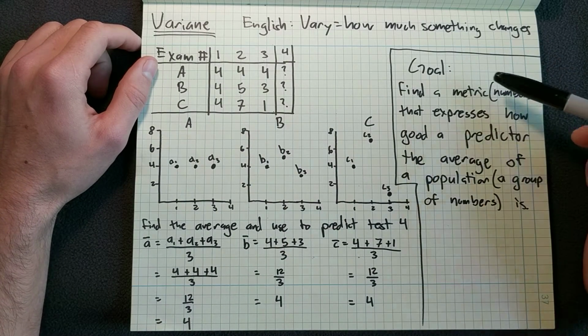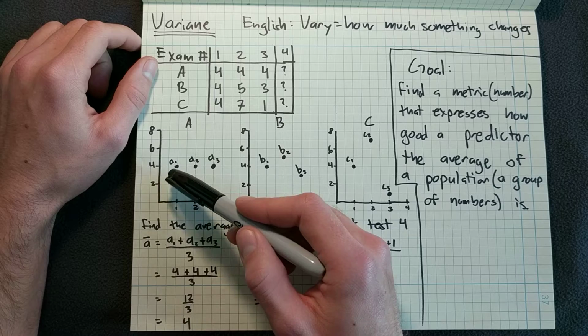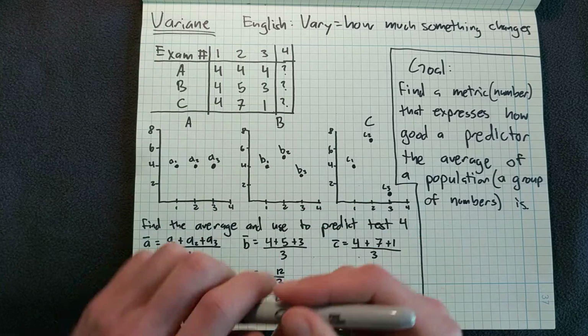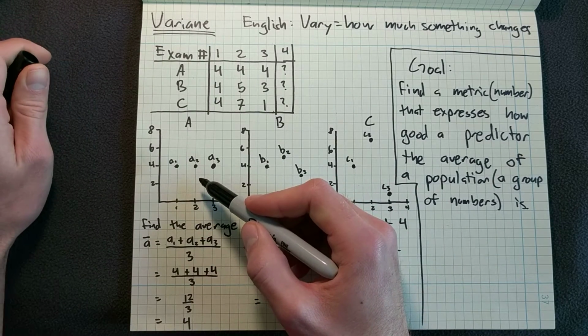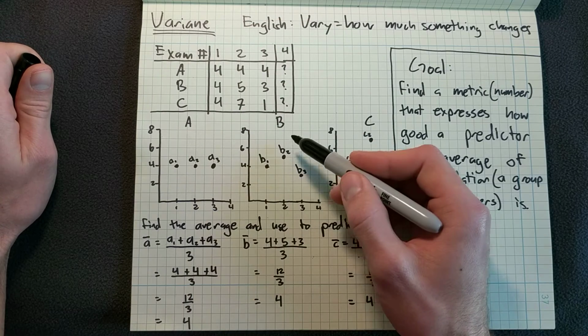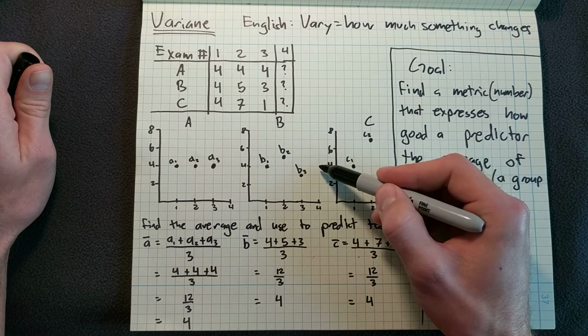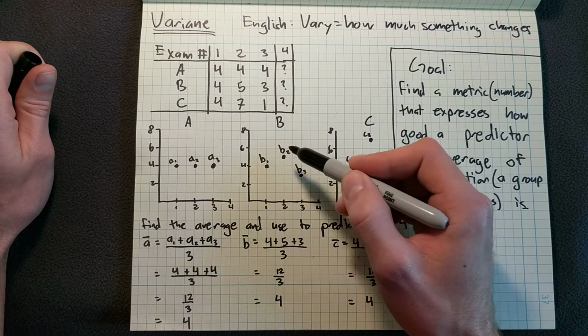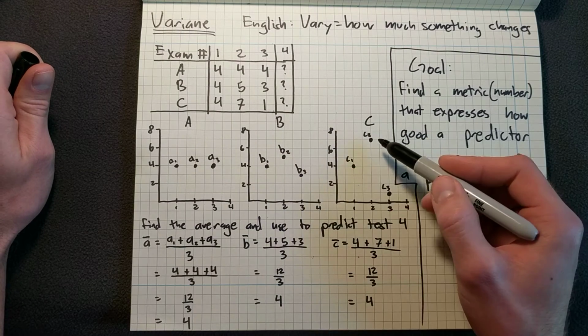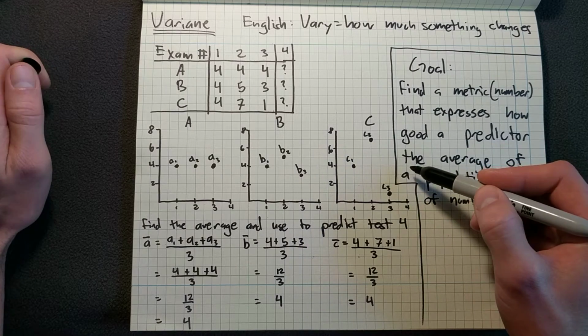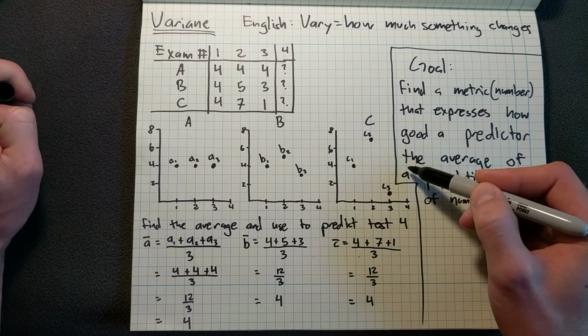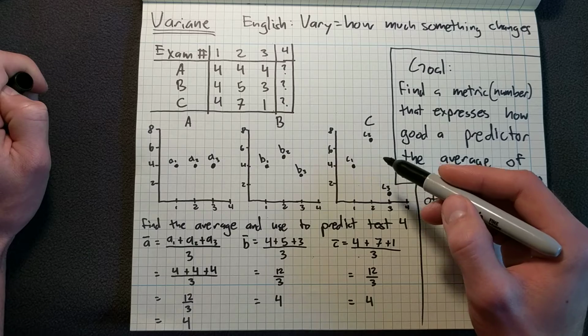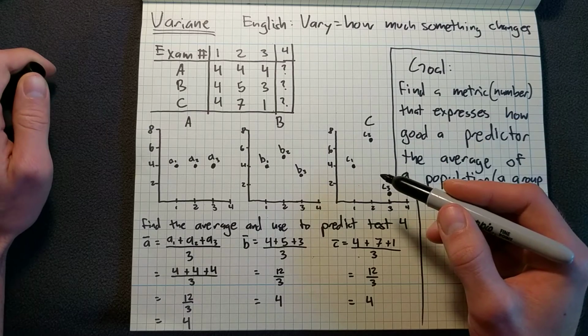So for A, it's a good predictor, and we want the score to be low. So we want the variance to be low for A. For B, we're not so confident that the average of 4 is going to be a good predictor. B should be higher than A. And C, very low confidence that the average of 4 is a good predictor. So C should have a high variance.